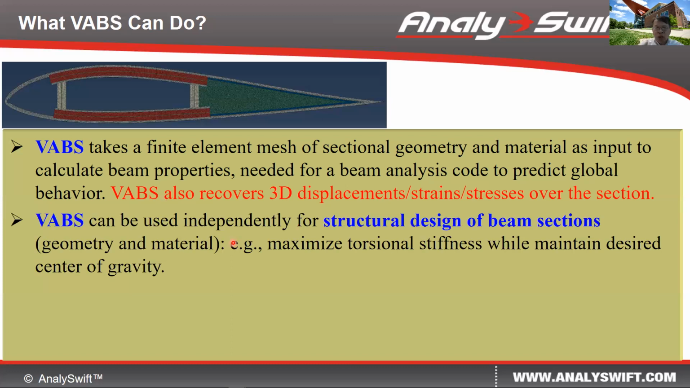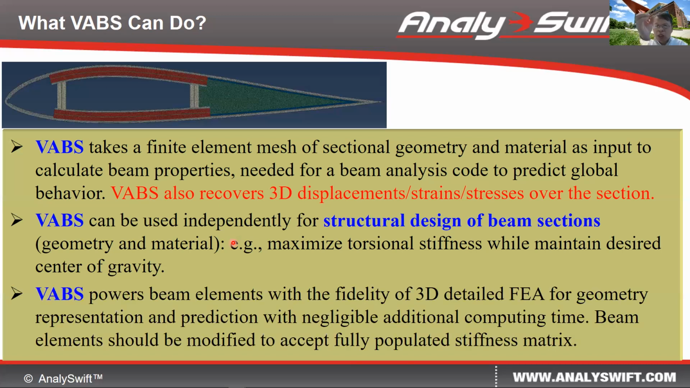As far as the use of VABS, it can be used independently for the structural design of beam sections, including geometry, for example, where do I put my web, how thick should my skin be, and the material, how do I lay up my material. For example, we could have a case where I want to maximize my torsional stiffness but maintain my center of gravity fixed. Then you can use VABS to do that, because both the objective and the constraint are outputs from VABS.